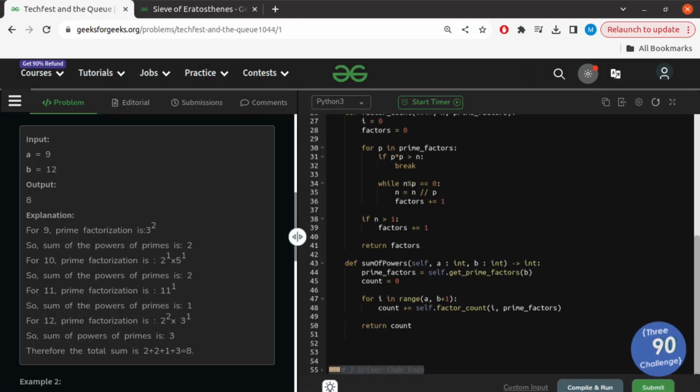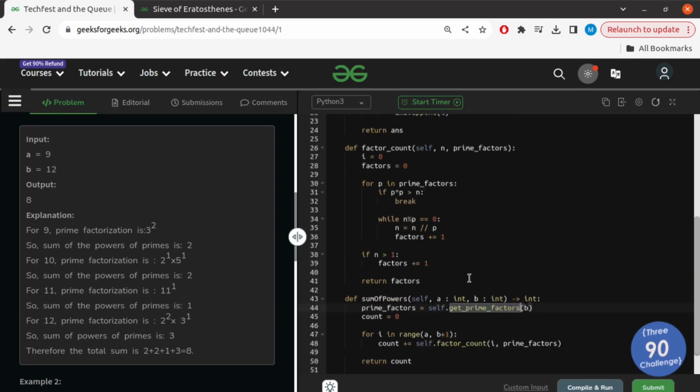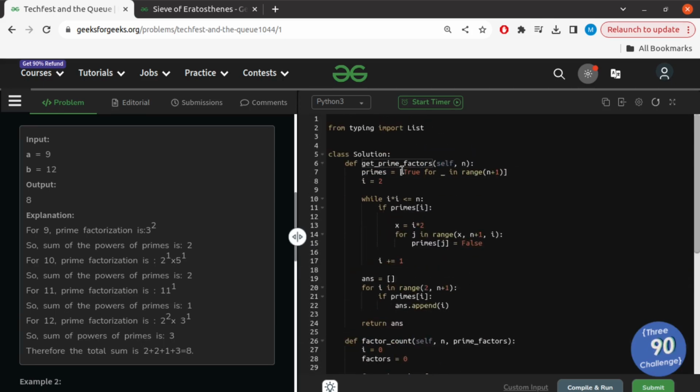Okay, so see, this is what we want to do, sum of powers, a to b. So first thing we are going to do is compute the prime factors of b. That is what we are doing, and this function does that. Now let us look at this function. This is basically the Sieve's implementation of that function.